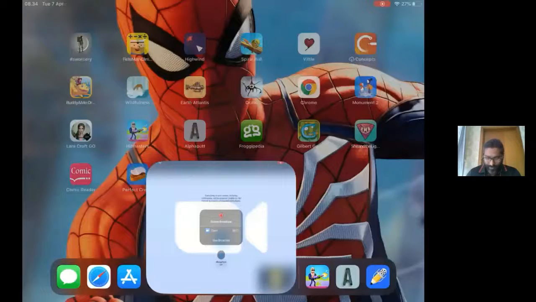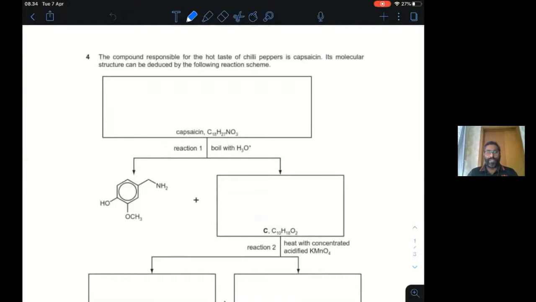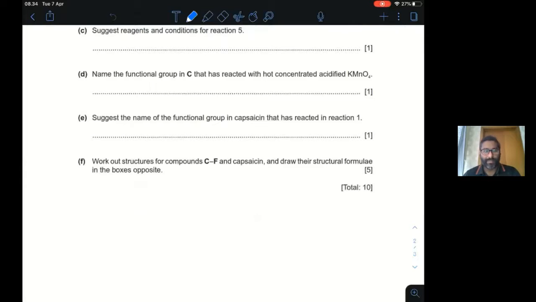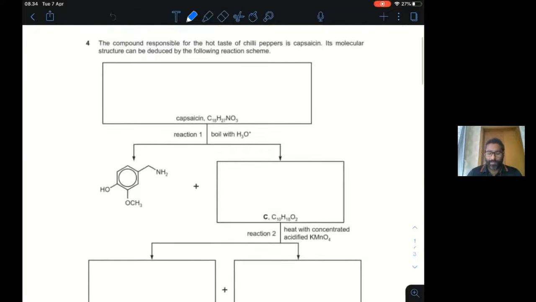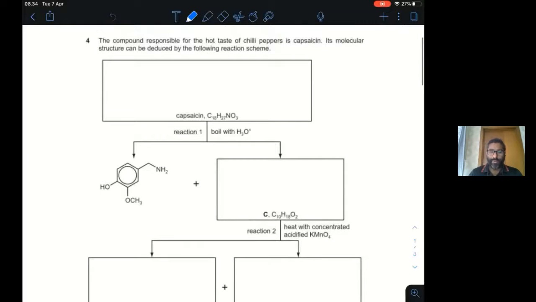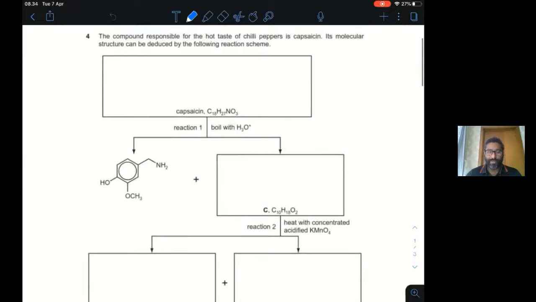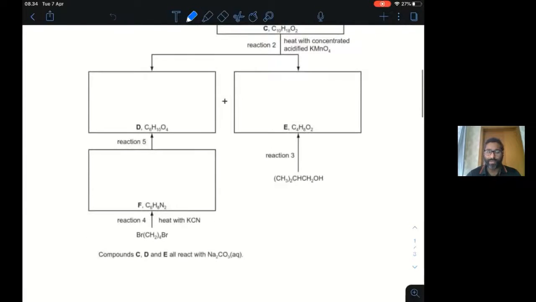Now while we are waiting for it, this is going to be a simple 10 marks question. I just want to cover certain things. Let's go on. I'll give you 5 minutes to go through this. Have a look, and then I will check again with you guys.